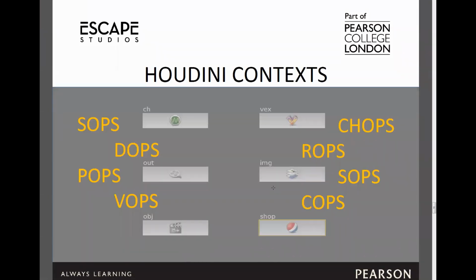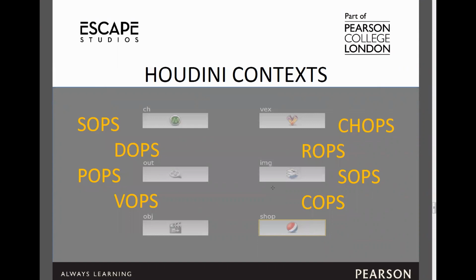Within Houdini as well, there are multiple contexts for doing things. There are different nodes in different areas. For example, we have SOPs and DOPs and POPs. This is the language of Houdini. And CHOPs and ROPs and SOPs and COPs. So these stand for operators. SOPs are surface operators. You'll spend most of your time in here because you'll be modeling and dealing with polygons and meshes and points.